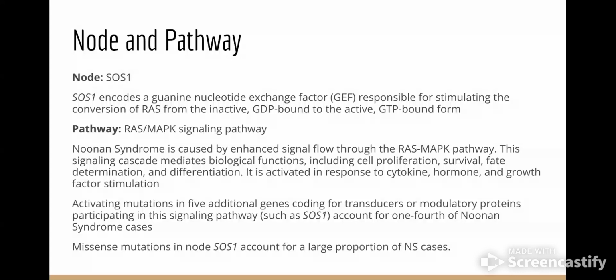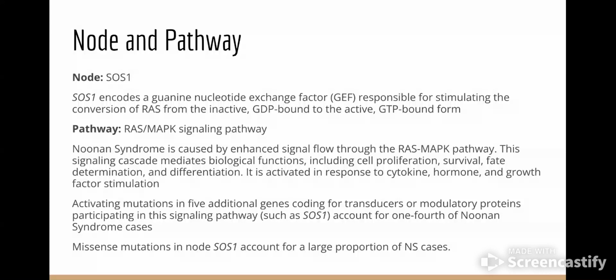The pathway that I've focused on for this project is the RAS MAPK signaling pathway. Noonan syndrome is caused by enhanced signal flow through this pathway. The signaling cascade mediates biological functions, including things like cell proliferation, survival, fate determination, and differentiation. It is activated in response to cytokine, hormone, and growth factor stimulation.